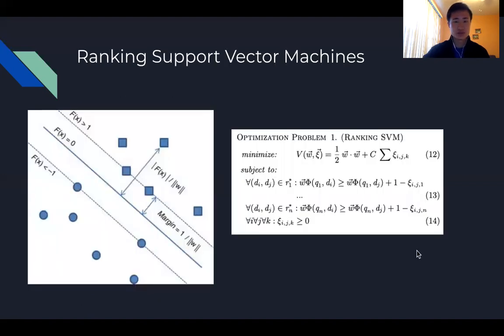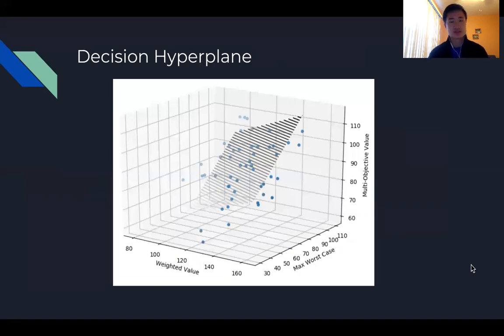In terms of the specific machine learning model used, I decided to use a ranking support vector machine. Essentially, a ranking SVM takes in a list of rankings as its input, and it spits out a decision boundary as its output. This decision boundary can be used to score future data points. It does this by solving a quadratic programming optimization problem. This is a sample of what that optimization problem might look like. Some of the details are rather complicated, so I won't get into that during this presentation. And this is a visualization of a decision hyperplane that will be generated by the machine learning algorithm.